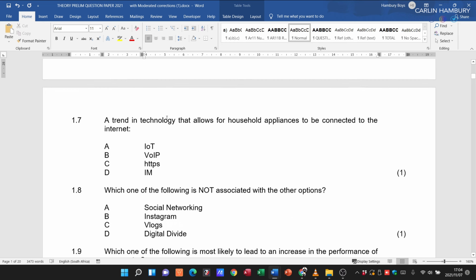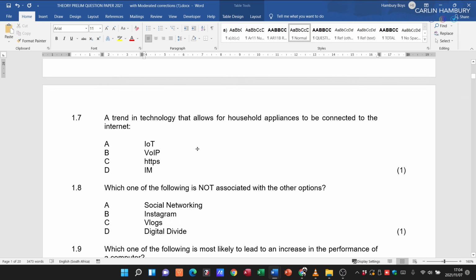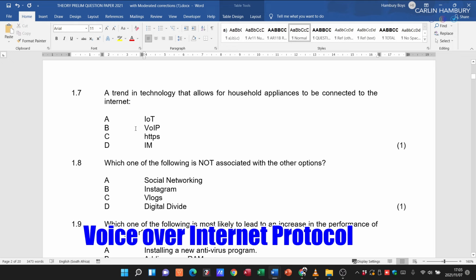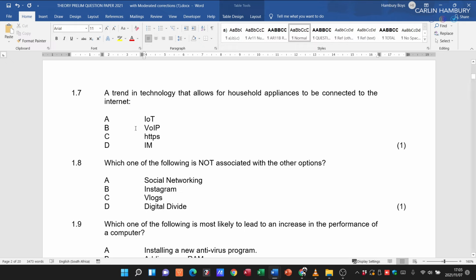1.7, a trend in technology that allows for household appliances to be connected to the internet. What's that going to be? Is it the Internet of Things? Possibly. What about B? VoIP. What does that mean or stand for? That's voice over IP, right? That's like having a WhatsApp call. Your voice is going over the internet.